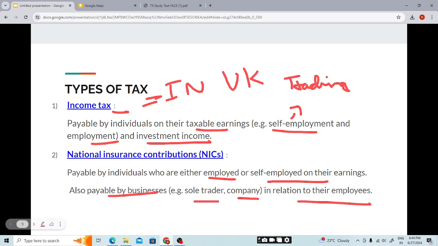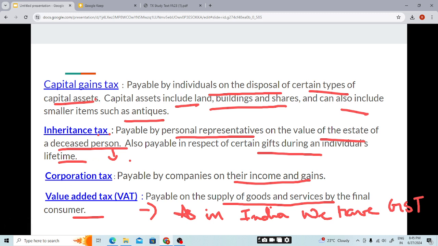So what are the types of taxes? Income tax is payable by individuals. National insurance contribution is a contribution by individuals on their earnings, depending on what they are earning. Capital gains tax is the tax on capital assets. Inheritance tax is the tax when you are inheriting something from a deceased person. Corporation tax is payable by companies on their incomes and gains. Value added tax is paid by final consumers.